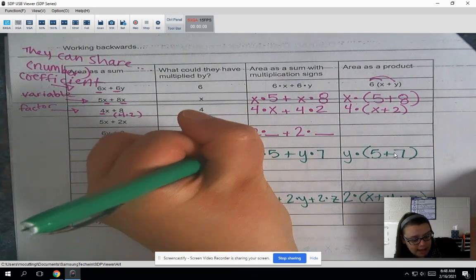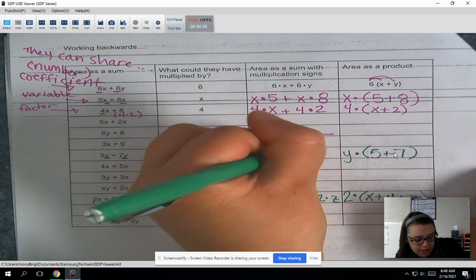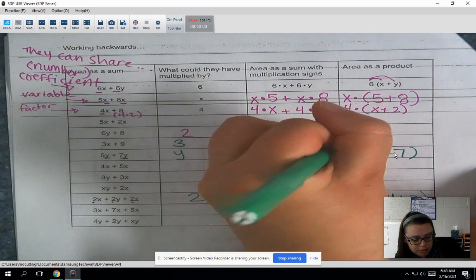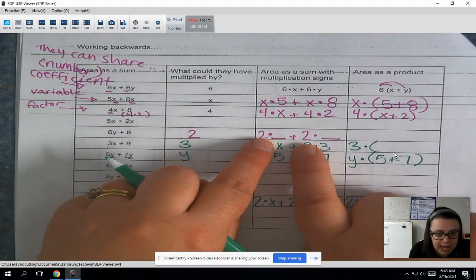So to get 3x, they did 3 times x. To get 9, they did 3 times 3. So 3 times, I take out that 3 and that times sign, I have x plus 3.